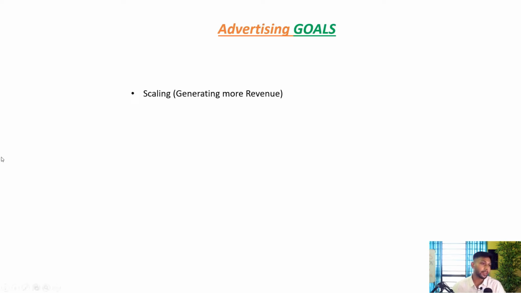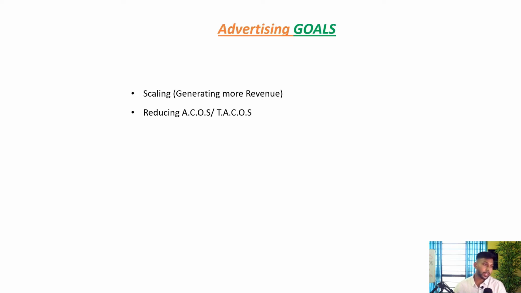Now the second goal is reducing ACOS / TACOS. Now what are ACOS and TACOS? I guess you already know it because you are an advanced seller. You're doing more than 10 lakhs in sales. Even some are doing more than 30 lakhs in sales, some of them 50 lakhs.